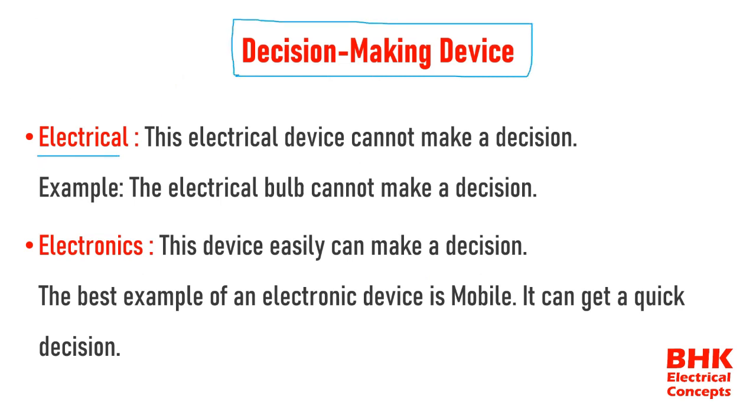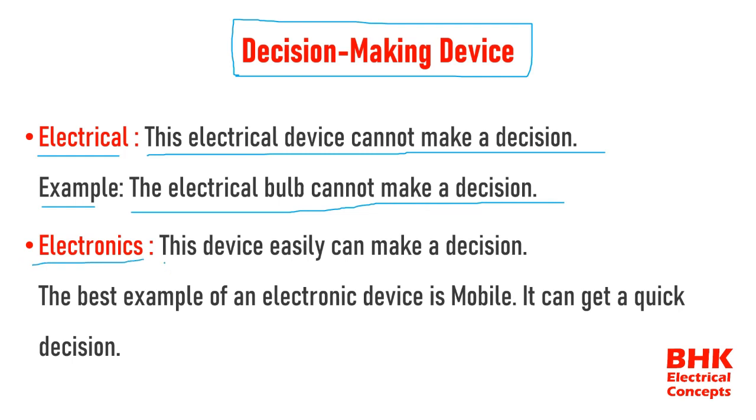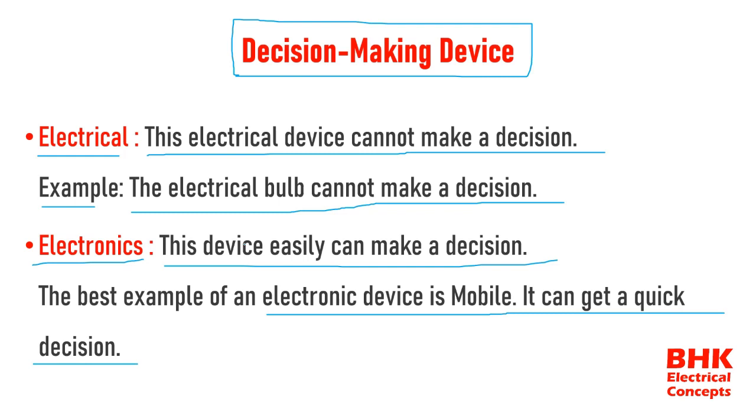So in the case of an electrical system, in terms of decision making, this electrical device cannot make a decision. It is not possible to make a decision with electrical systems. For example, an electrical bulb cannot make a decision, but electronic devices easily can make a decision. For example, an electronic device like a mobile can get a quick decision.